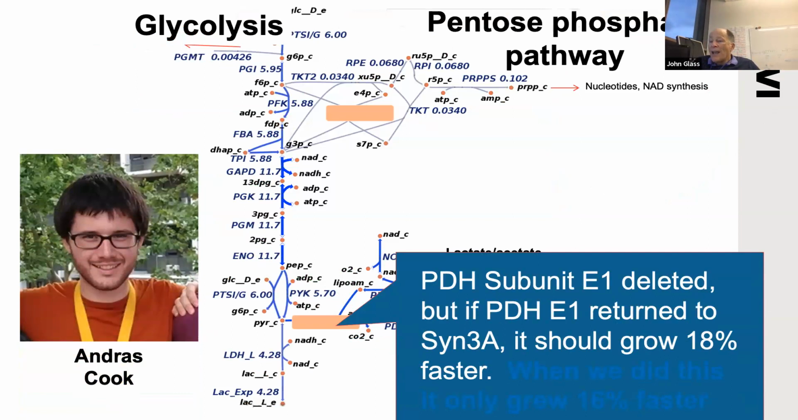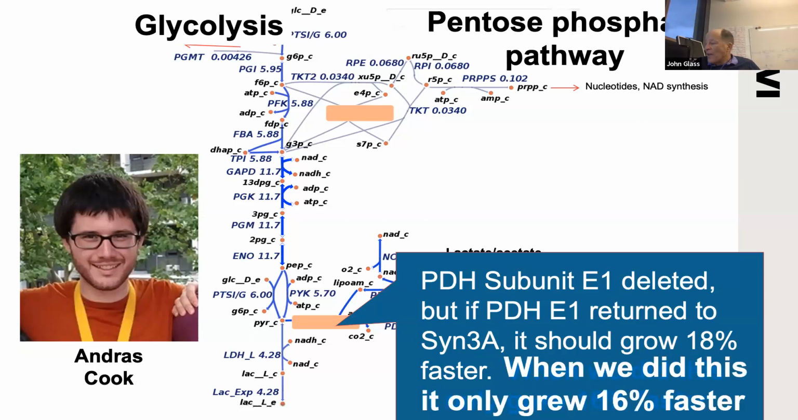And so my teammate at the time, Andras Cook, added the E1 genes back to the minimal cell, and the experiment didn't quite work out. So when Andras added it back, it only grew 16% faster instead of 18, and we chastised the computational biologist, but in reality, that's a pretty great result.